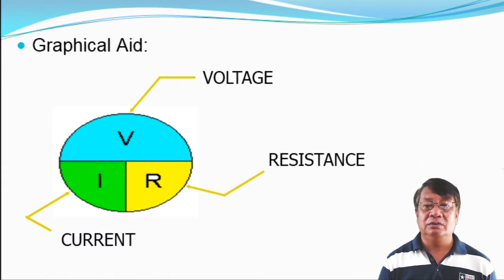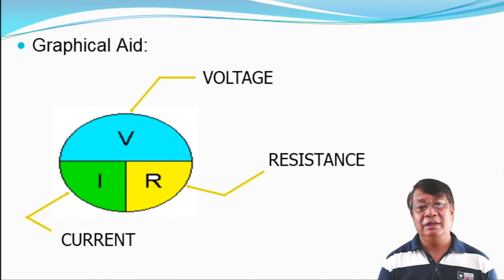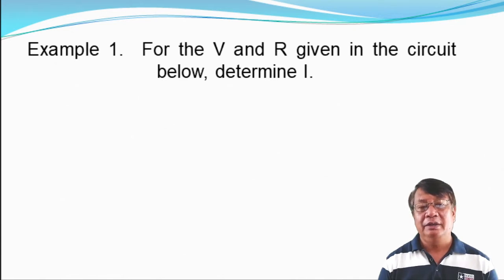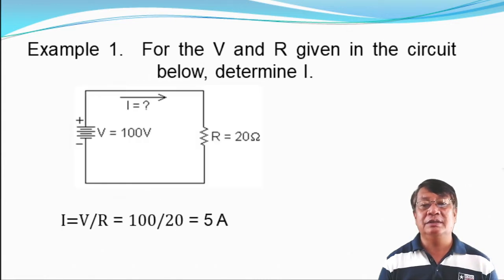Why is this pie divided in this manner? Because later we will know that V over I is equal to R, or V over R is equal to I, or I times R is equal to V. That is the modified formula according to Ohm's law. Now let us try to apply that graphical presentation to an example.